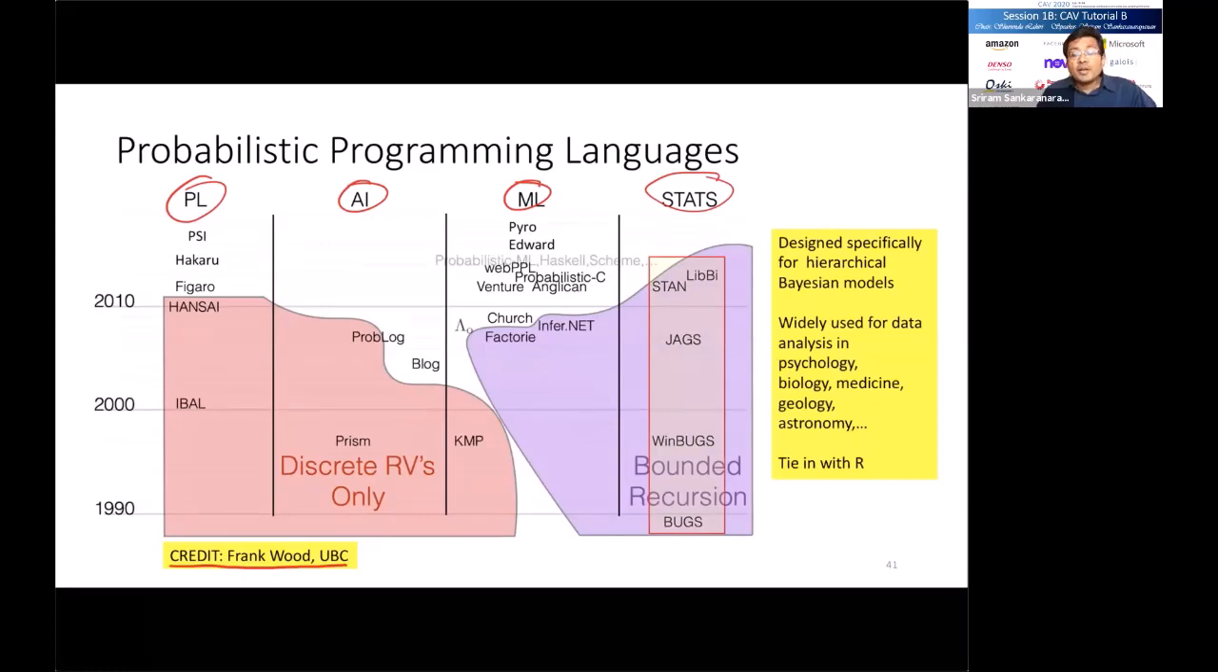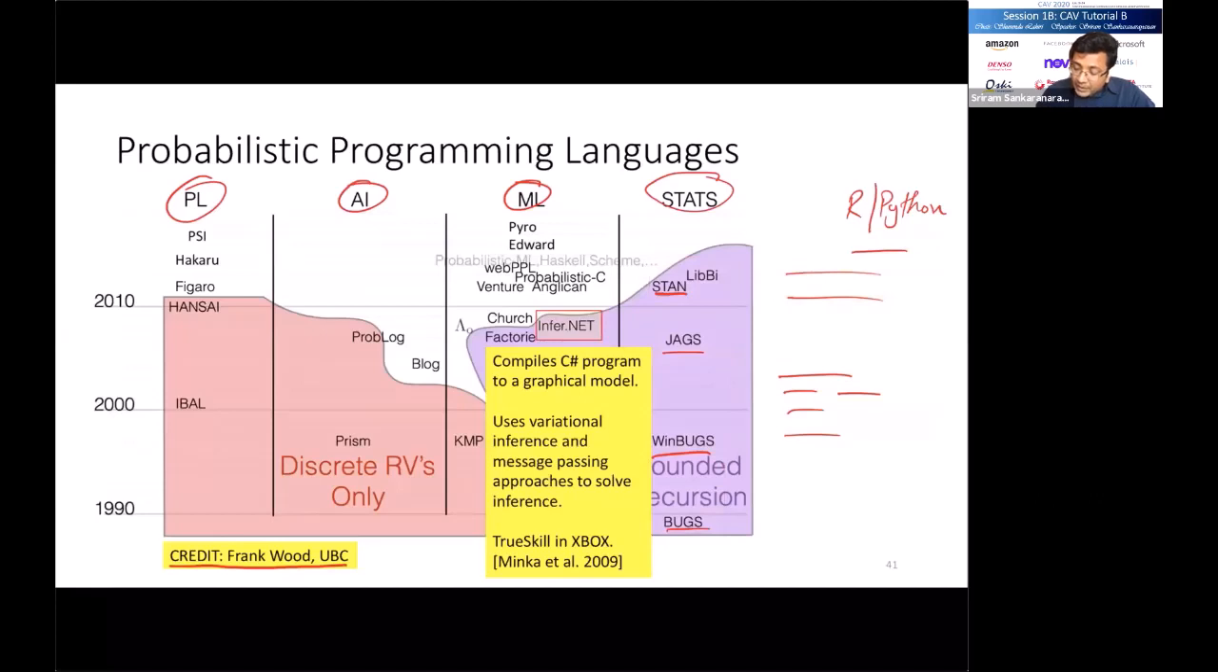I would say the most widely used probabilistic programming languages are Stan, WinBUGS, and BUGS. You might have even heard of WinBUGS and BUGS, and a more recent version called JAGS, which is open source. These have been designed specifically for hierarchical Bayesian models, like the one I started this entire tutorial with. They link up very nicely with R and Python, which are very widely used languages in these communities. They have been widely used in psychology, biology, medicine, geology, astronomy. These are used in papers where they present models, condition them on data, and present the results. Okay, so that's one example.